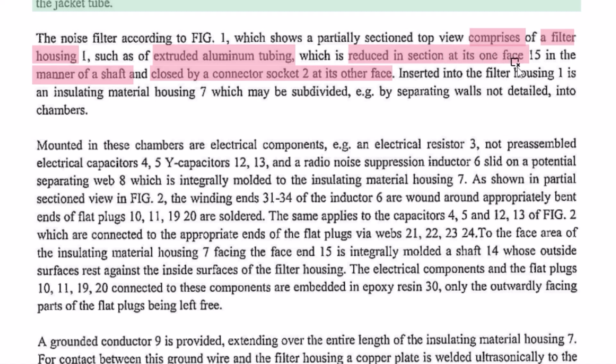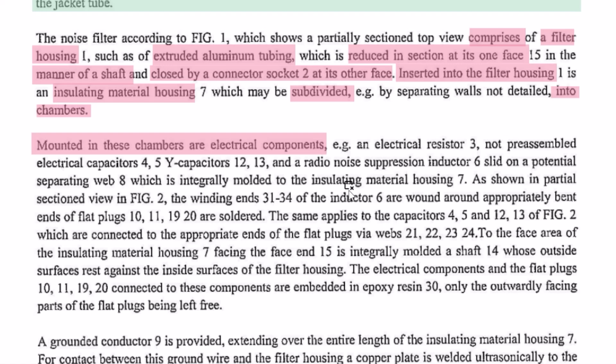Another element is an insulating material housing, which is actually inserted in the filter housing, and then this insulating material housing is subdivided into chambers. So we are describing our noise filter without going too much into detail. Now these chambers have electrical components. Mounted in these chambers are electrical components. And here they have provided examples of what all components we are talking about.